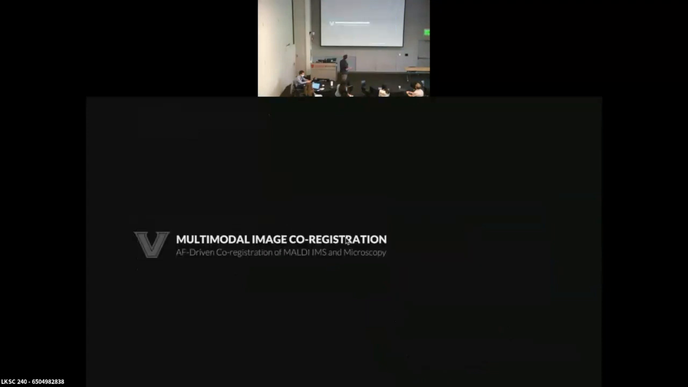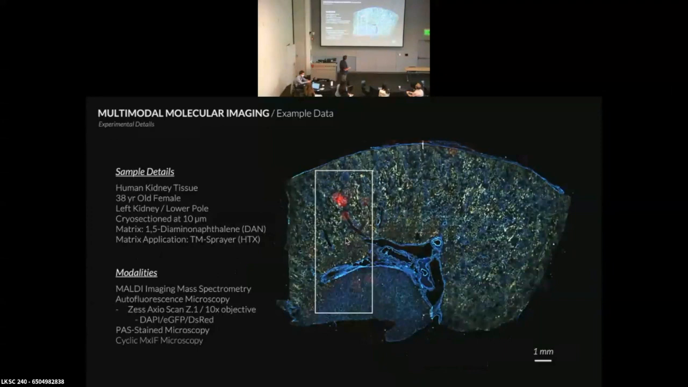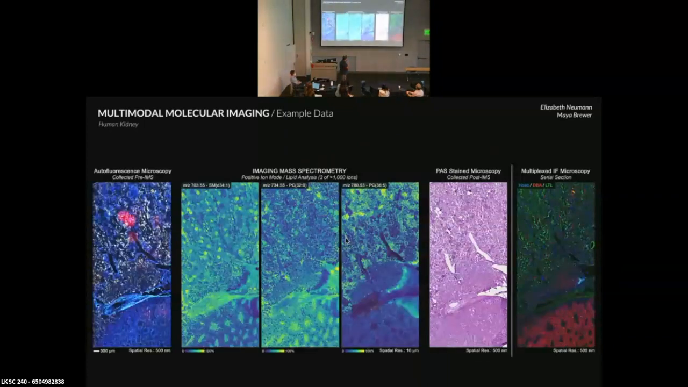So just an example of a multimodal data set. This is a data set from a 38-year-old female donor. This is an autofluorescence image. This is a whole slide image. So all the microscopy data we collect are always whole slide images. Although on the next slide, you're going to see data from just this square. This is where we collected the imaging mass spectrometry data from. And in this autofluorescence image, you can clearly make out the cortex and the medulla. And so in the next set of images, the bottom will be the medulla and the top will be the cortex. And this is what the data look like.